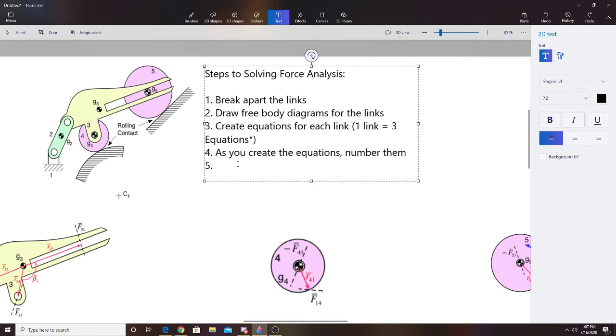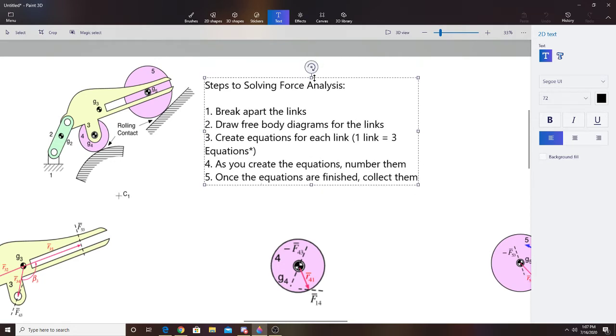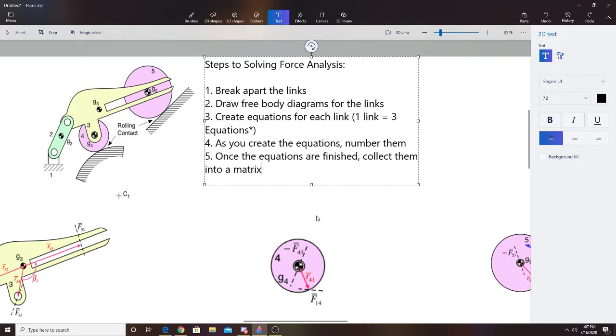And then once you've collected all of your equations, you put them into a matrix. So once the equations are finished, collect them into a matrix. All right. So that right there is our steps.